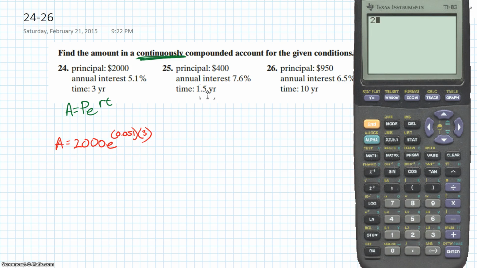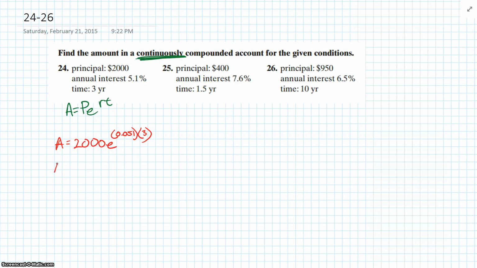So that's just 2,000 times E to the 0.051 times 3. 2330.65. All right, next one.